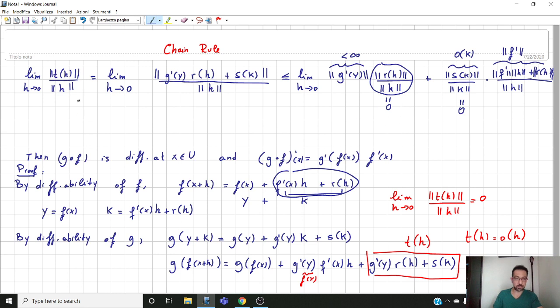Therefore this limit is equal to 0, which is exactly what we want to prove, which implies that T(h) is small o of h. Therefore g composed with f is differentiable, and the derivative is equal to g prime of y times f prime of x, which is also g prime of f of x multiplied by f prime of x.